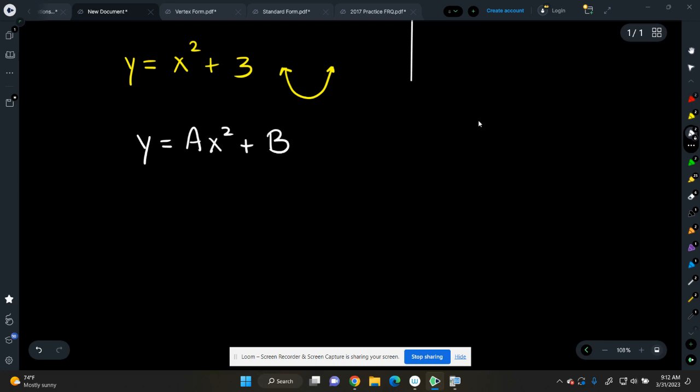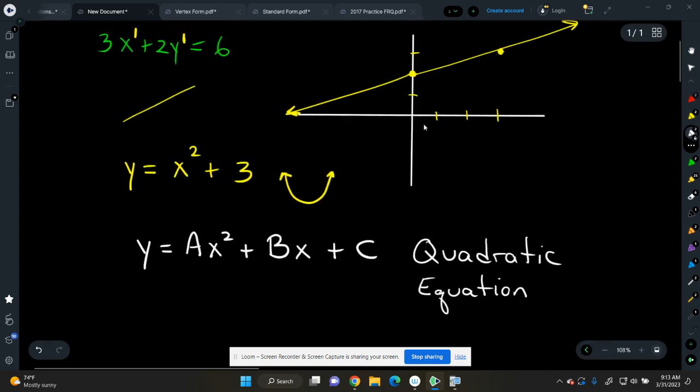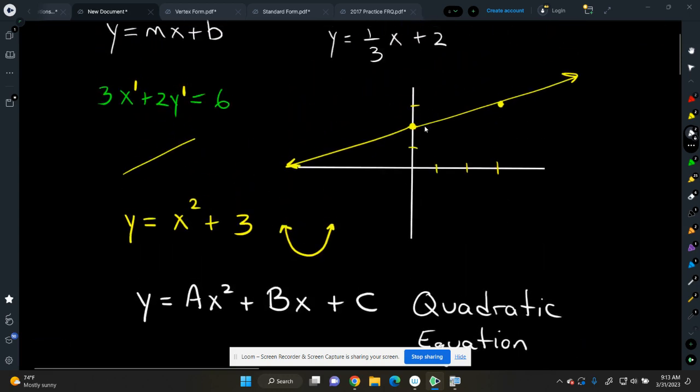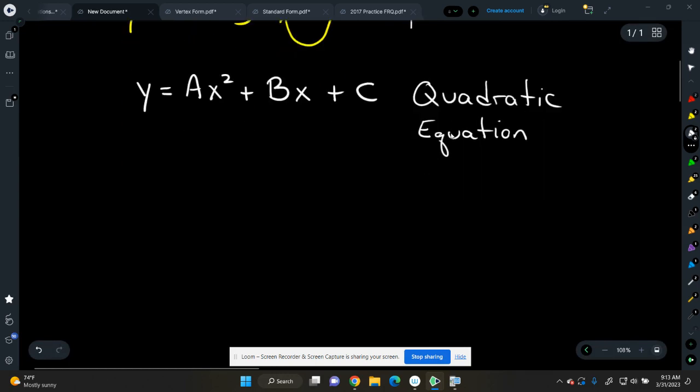You should be writing this down. This is the standard form of a quadratic equation. Just like with linear equations, when we see the equation, we know the general shape of the graph. When we see a quadratic equation, we know the general shape of the graph is a parabola.